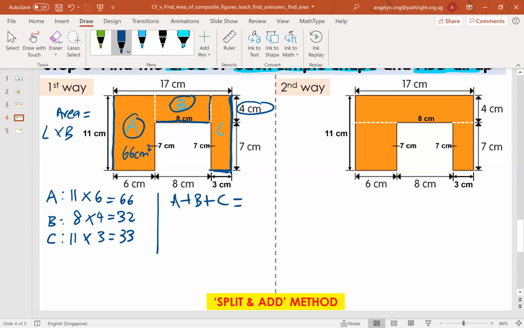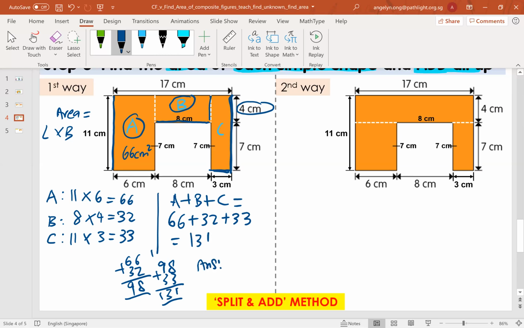And that will equal 66 plus 32 plus 33. Okay, so what would that give us? 66 plus 32 is 98. And 98 plus 33, that will give us 131. Okay, so the area is 131 square centimeters. Okay, now let's check if we do the second way, will we get the same answer?